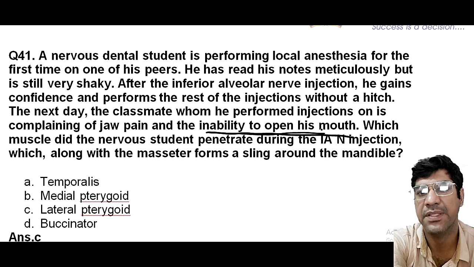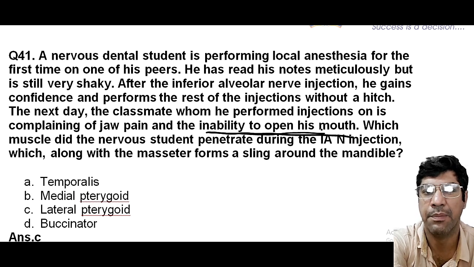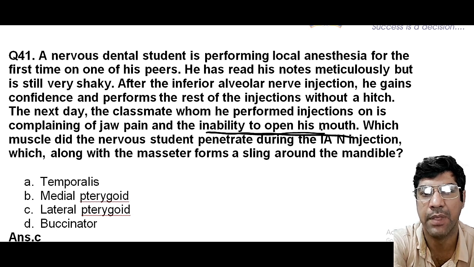So the medial pterygoid muscle, we know that it arises from the medial surface of the lateral pterygoid plate and inserts on the medial surface of the angle and ramus of the mandible.